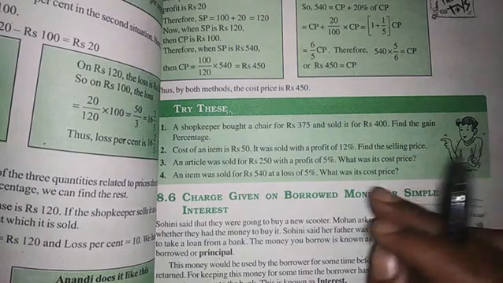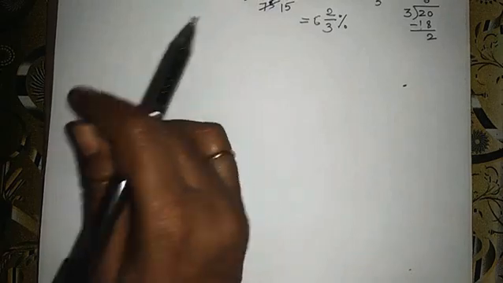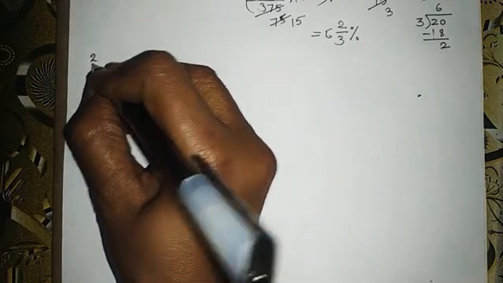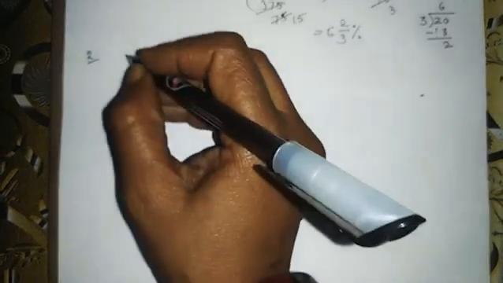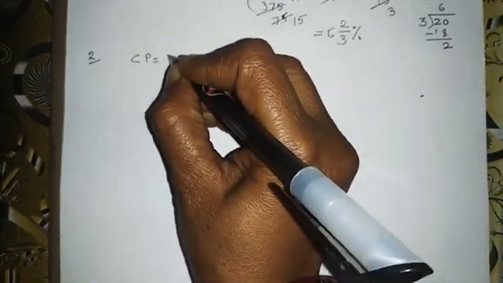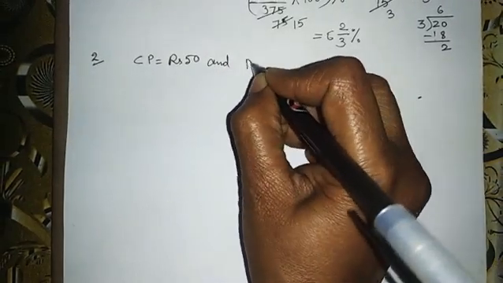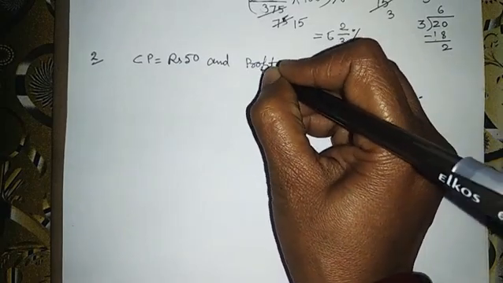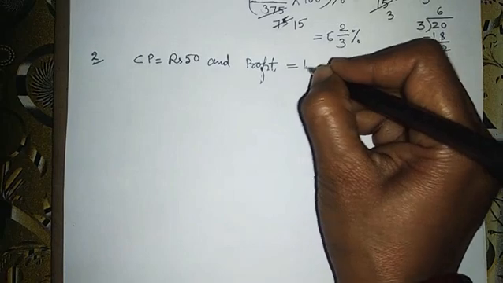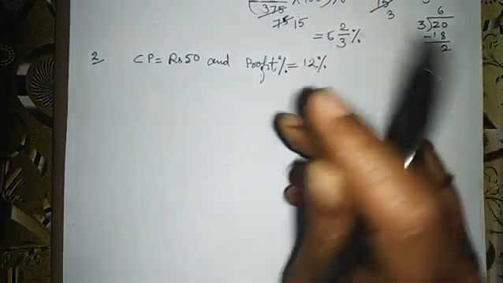Okay, now let's solve this question. Now see question 2. Here CP is rupees 50, CP is equal to rupees 50, and profit is 12%. Okay, profit percent is 12%.